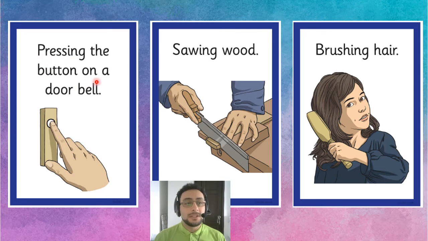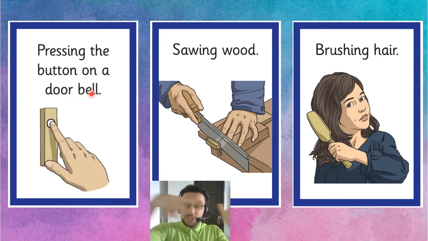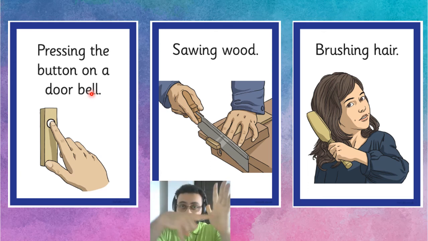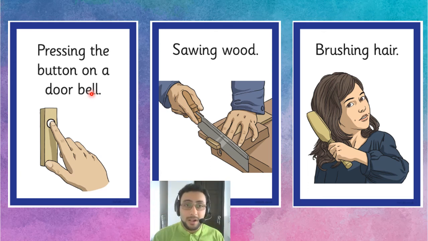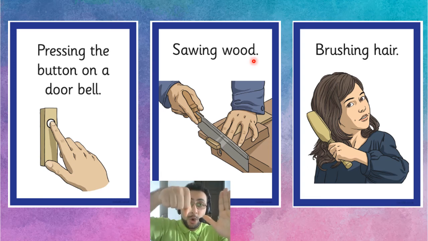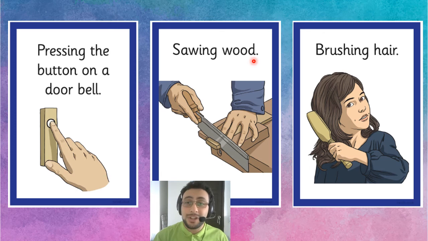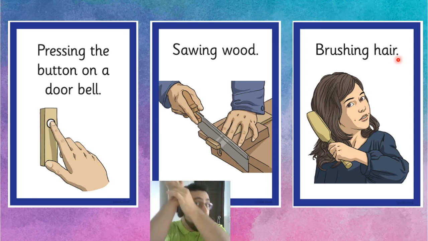Pressing the button on the doorbell. When you press, are you pulling or are you pushing? You are pushing, right? You are pushing to ring the bell. Sawing wood. When you try to cut the wood, are you pulling or are you pushing? You are pushing. Very good. Brushing hair. When you're brushing your hair, are you pushing or are you pulling? You are pulling, right? You're pulling your hair.